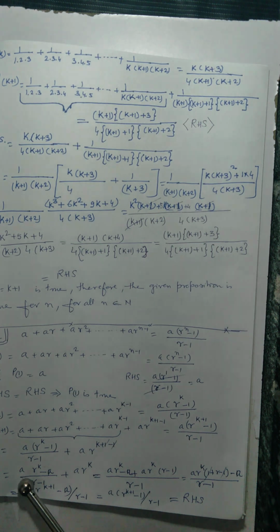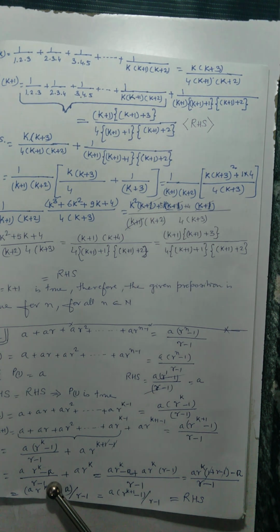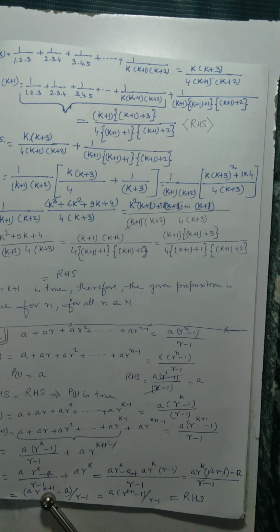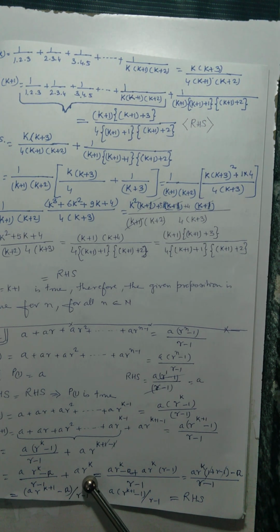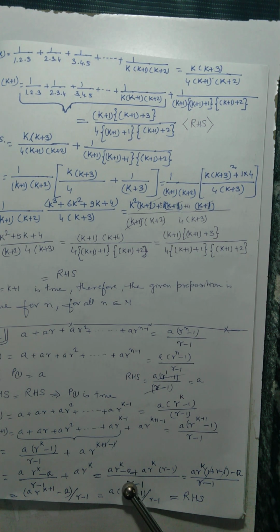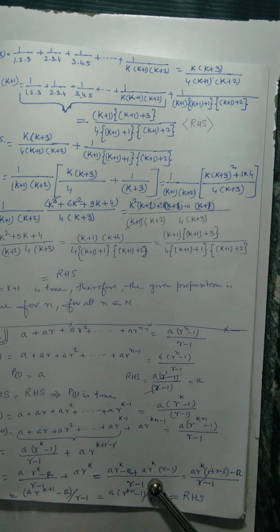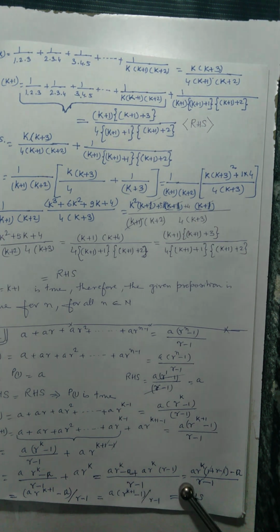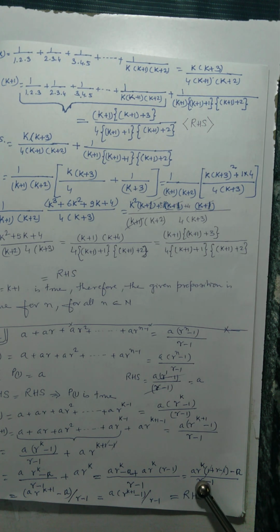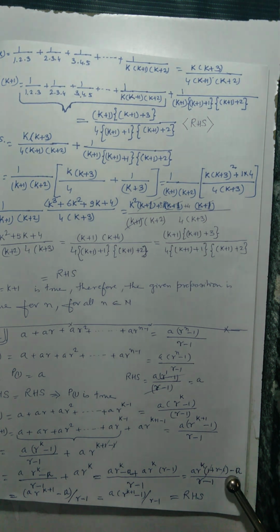So we will get a into r raised to power k minus a whole divided by r minus 1 plus a r raised to power k, and it will be equal to a r raised to power k minus a plus a r raised to power k in bracket r minus 1 upon r minus 1. It will be equal to a r raised to power k in bracket we write down 1 plus r minus 1, minus and plus will be cancelled, bracket closed, minus a upon r minus 1.